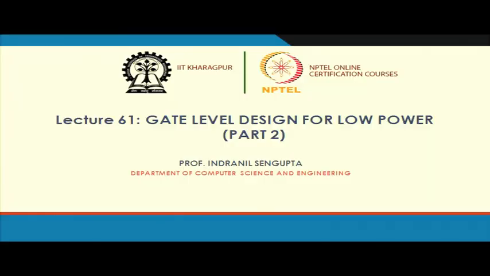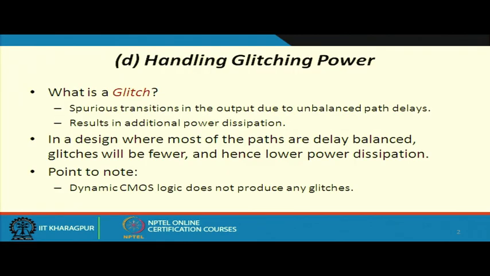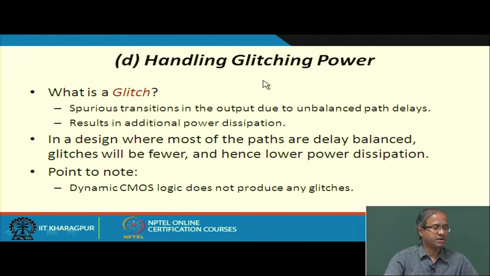In this lecture we shall be continuing with what we were discussing during the last lecture. We will be looking at some of the techniques for low power at the level of gates or at the level of functional blocks, the RTL level. So, we continue with the discussion. The first method that we look at concerns glitch.